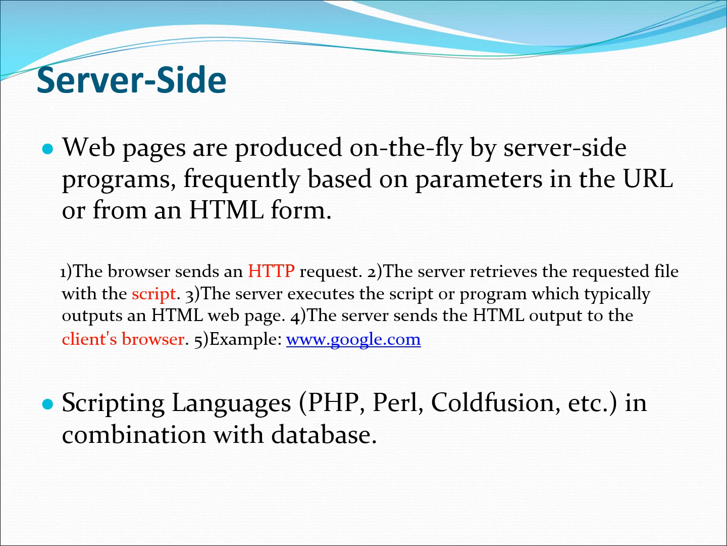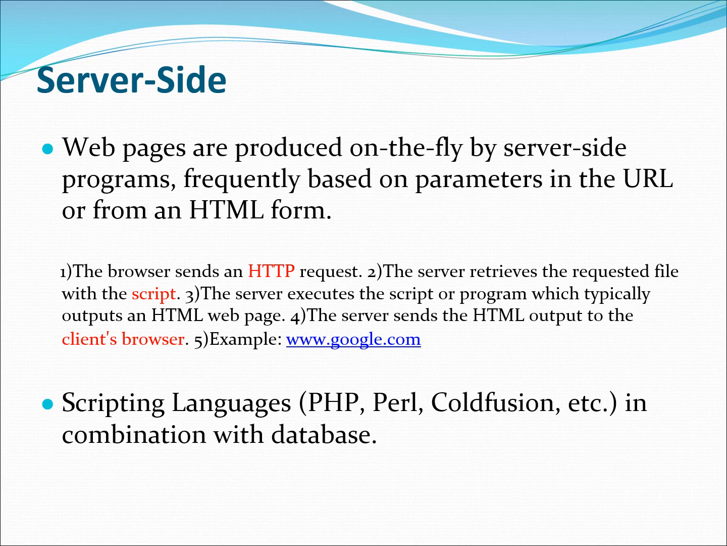Web pages are produced on the fly by server-side programs, frequently based on parameters in the URL or from an HTML form. So here the browser sends an HTTP request. The server retrieves the requested file with the script. The server executes the script or program, which typically outputs an HTML web page. The server sends the HTML output to the client's browser.